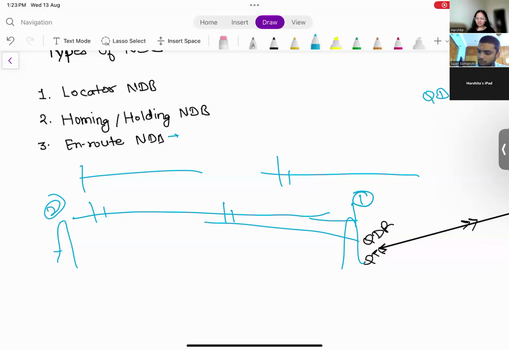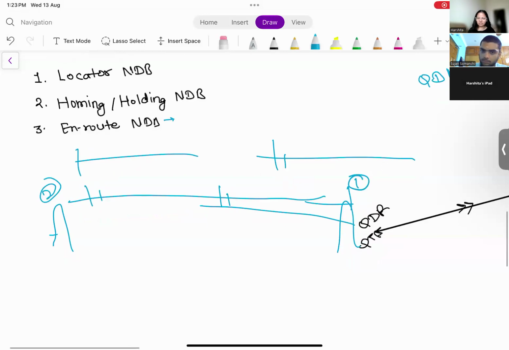These en route NDBs have an average radius of 200 nautical miles. More than 50 nautical miles up to 200 nautical miles, basically. This is known as the en route NDB.